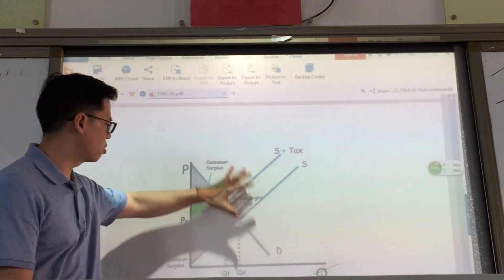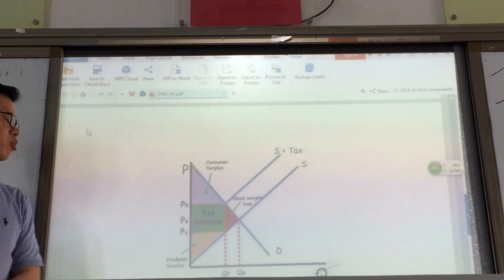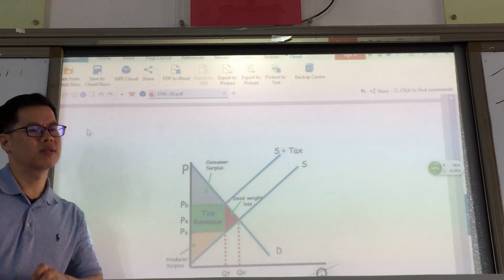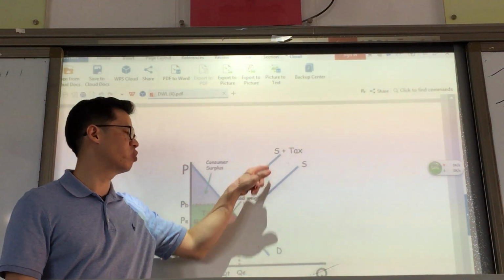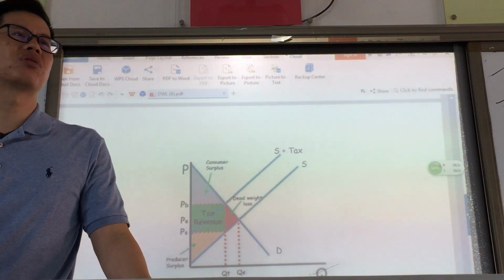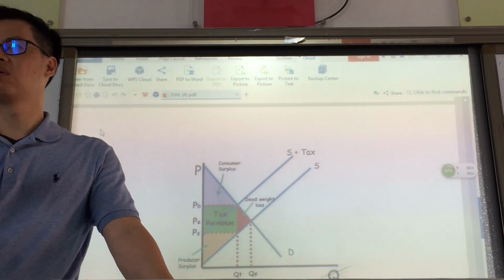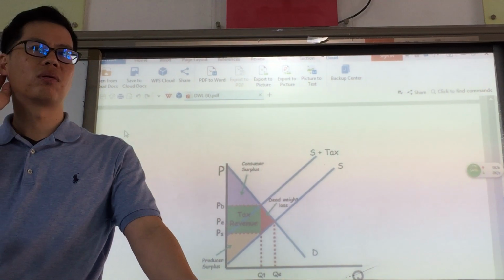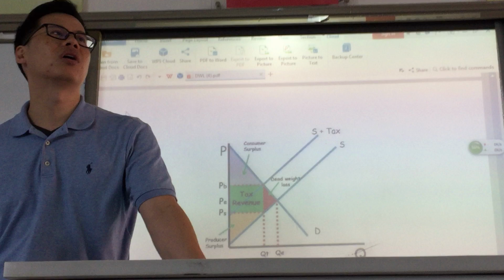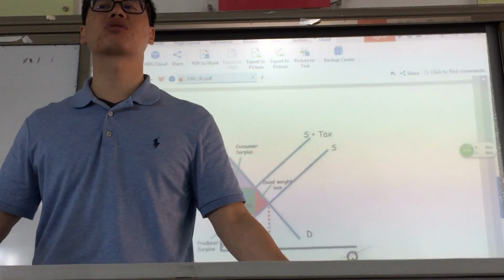So, go ahead and take a look at all the parts. You've got the consumer surplus, tax revenue, and producer surplus. So, the vertical distance between these two supply curves is called what? How would you describe that vertical distance? It's the what? Ethan. Well, changing the price that produce the product. Yeah, I would call it the per unit tax. I would call it the per unit tax.